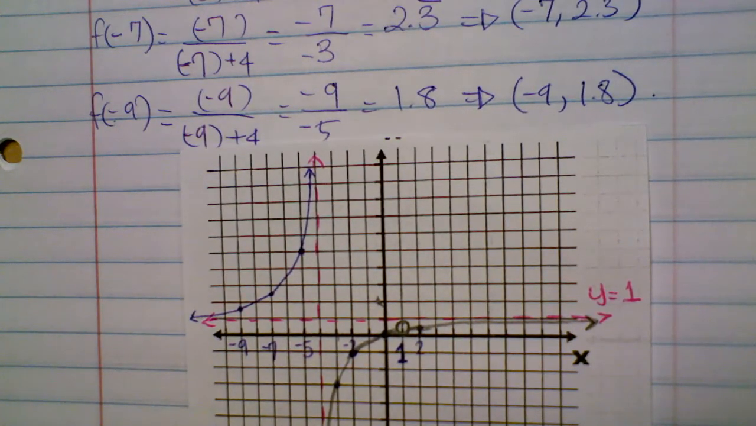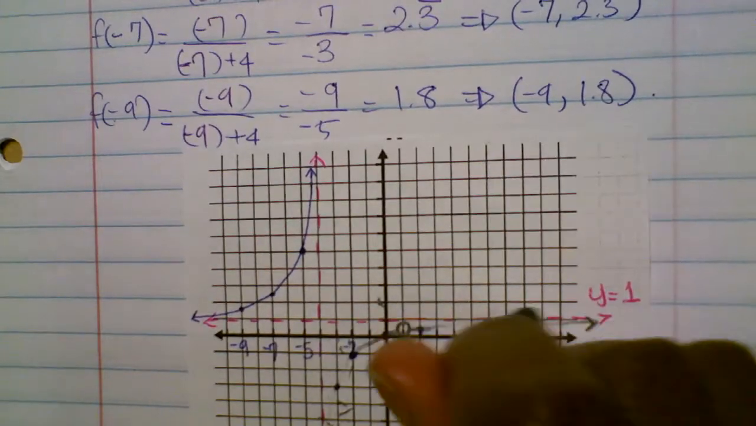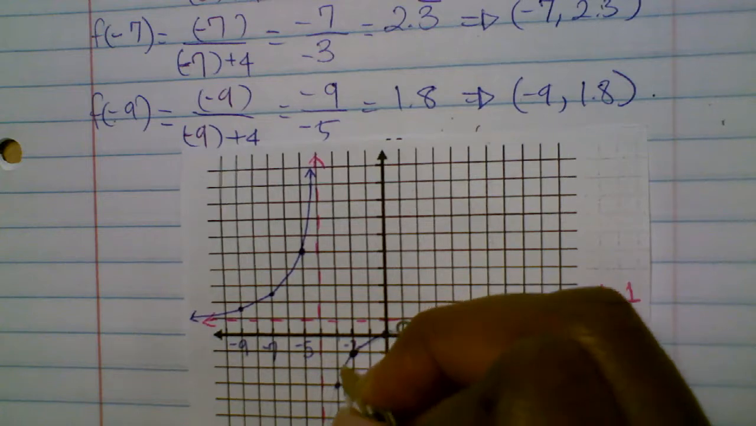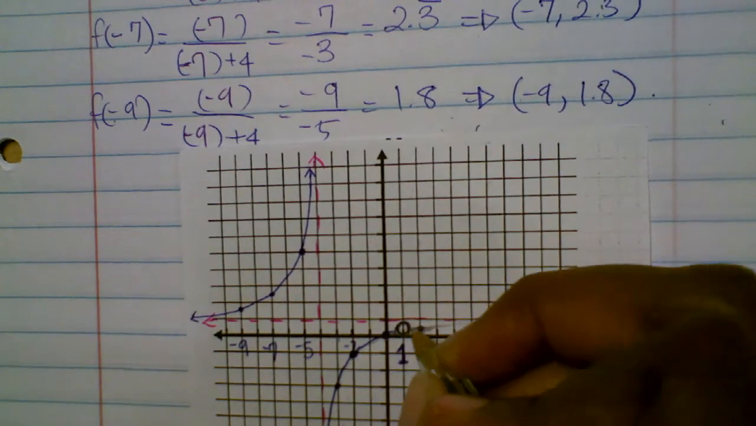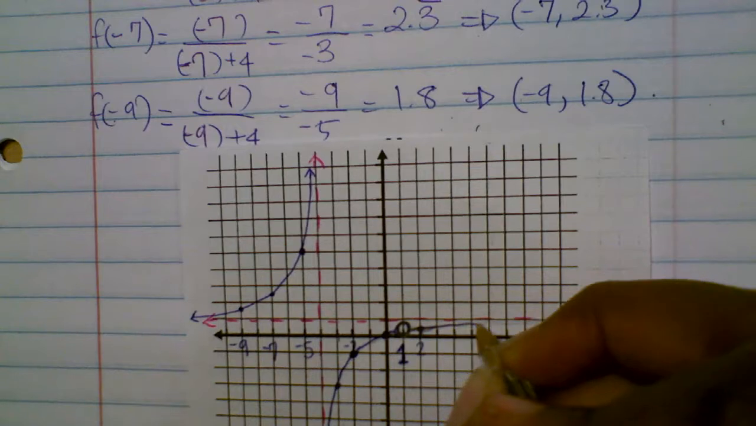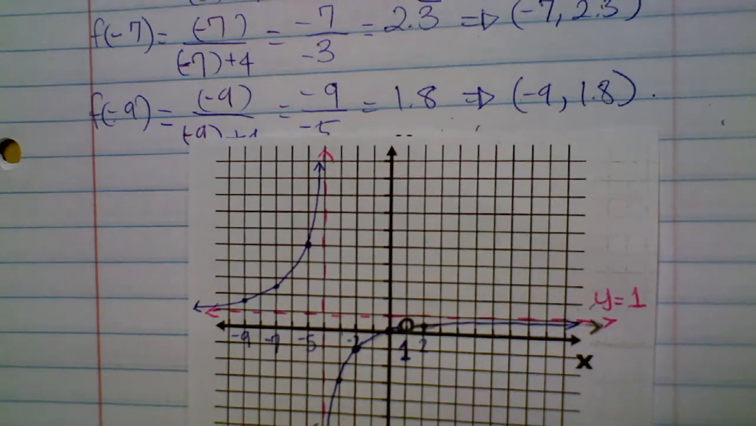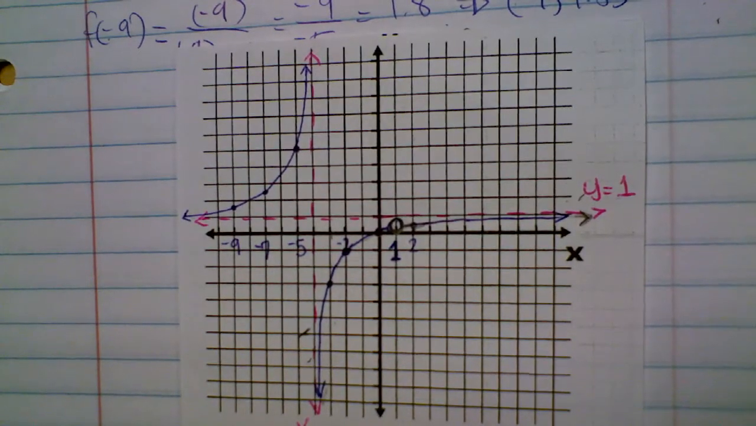Now I want to use my pen since I used blue here. So now I'm going to connect by using my pen. This time around, make sure you use the hole, and then you make sure you approach. And that's it. We are done graphing the rational functions with a hole.